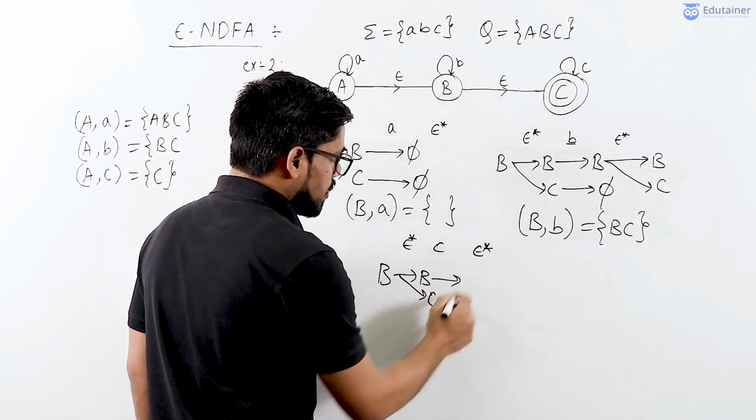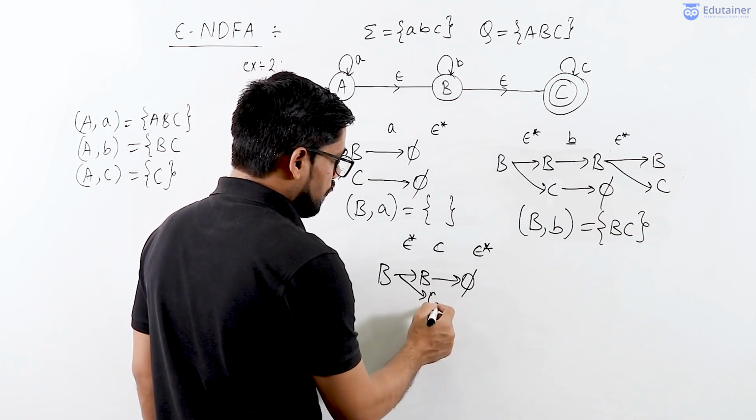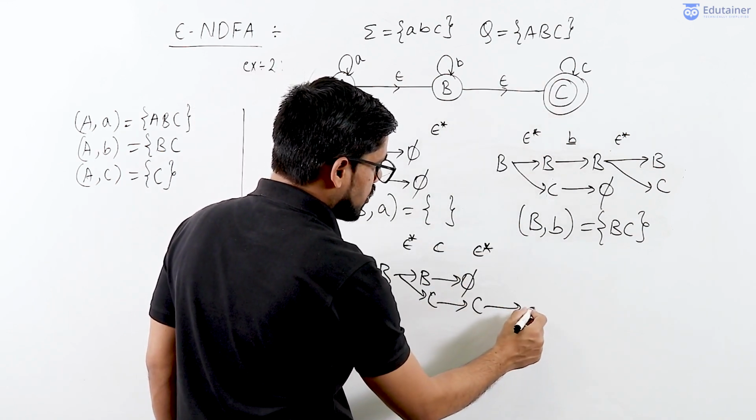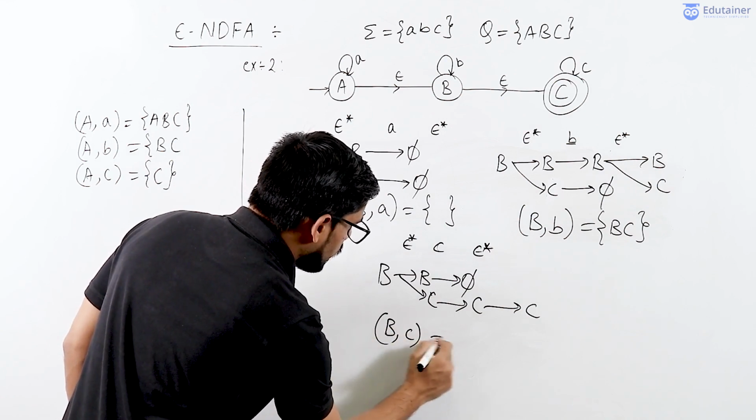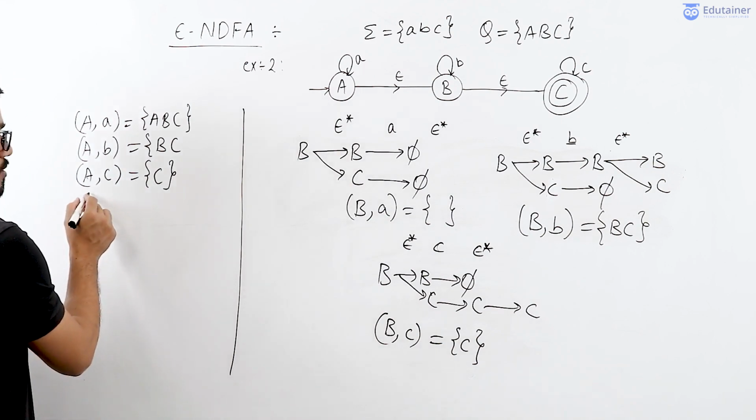B on input symbol c, there is no move defined here, so it is phi, and here C on small c will go to C. C on epsilon star will go to C. So B on c will go to C. Okay, so write all these moves here.